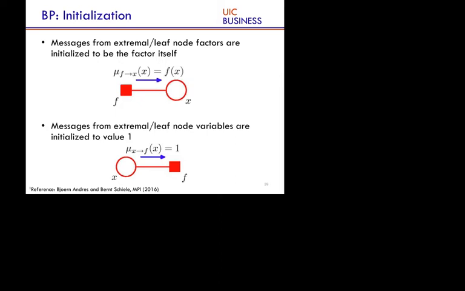And the message from an extremal leaf, in the sense that if a variable node is only connected to a single factor, then the message that it passes to its only neighbor is just going to be 1. So for all x, nu of x is just equal to 1. Okay, that's the message. So that's the initialization for the ends of the graph.